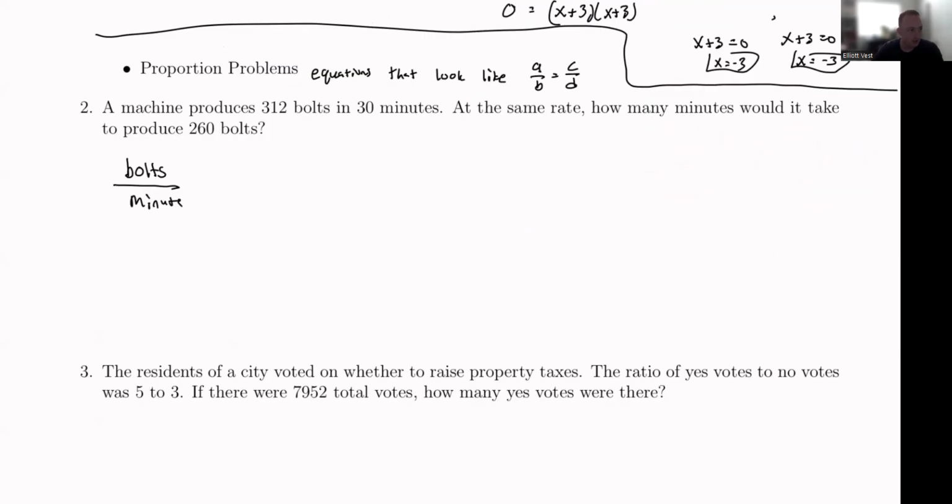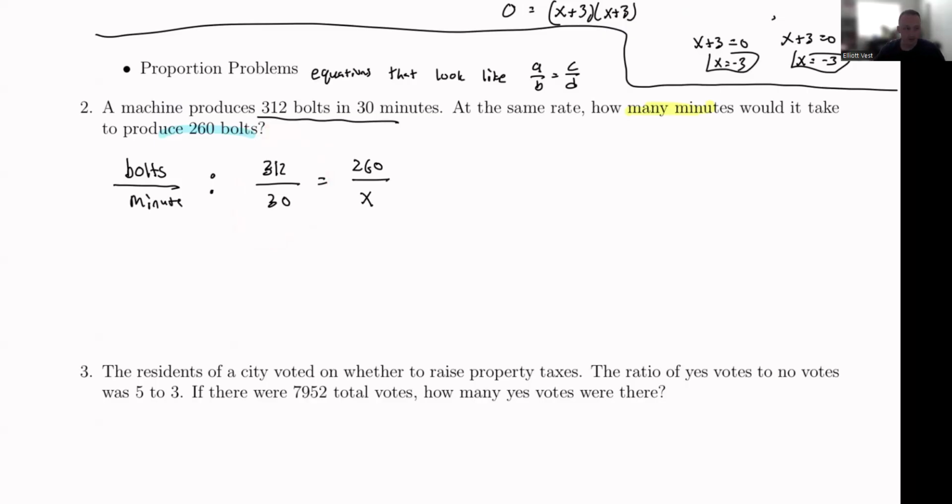Volts per minute. Well, what do we have in this one? Well, this is saying 312 volts in 30 minutes. At the same rate, if we're continuing this same rate, if it's an equal rate, how many minutes would it take to produce 260 volts? Well, I don't know how many minutes. I do know how many volts. So I'd be 260 volts per how many minutes? I don't know. Let's put an x.